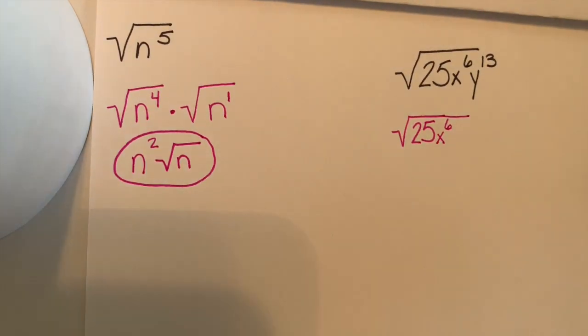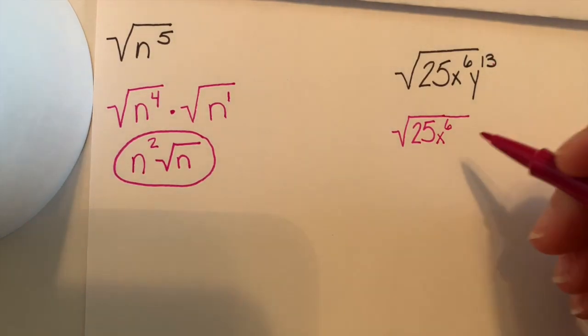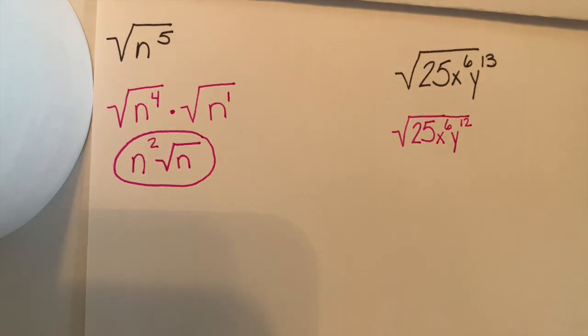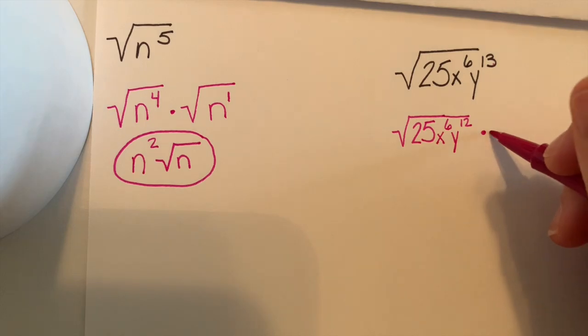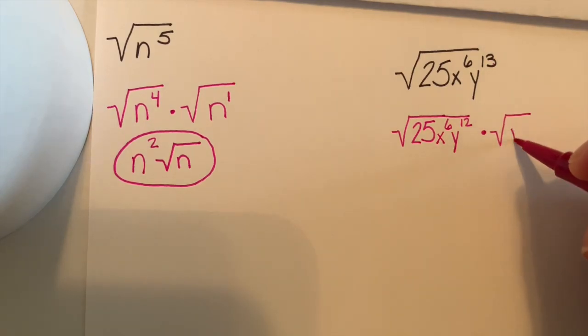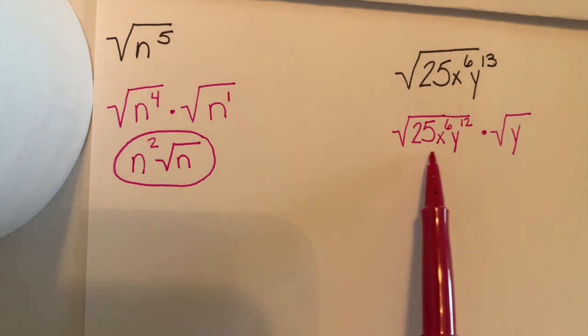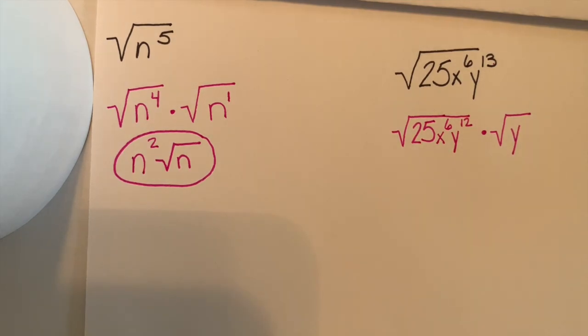Then we ask ourselves, is 13 a multiple of 2? And we would say no. So we have to use our scenario where we do 13 minus 1. So we would get y to the 12th. Now we have to account for that one y that's left over. So we're going to multiply it by the square root of y. Now in this left side, this is everything that we can take the square root of evenly.